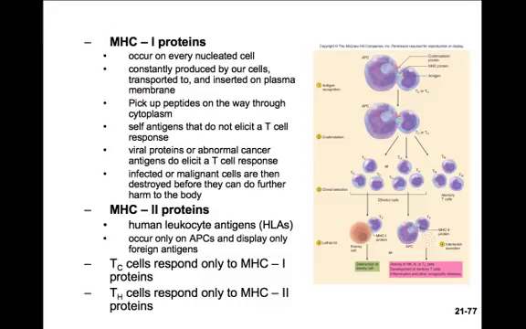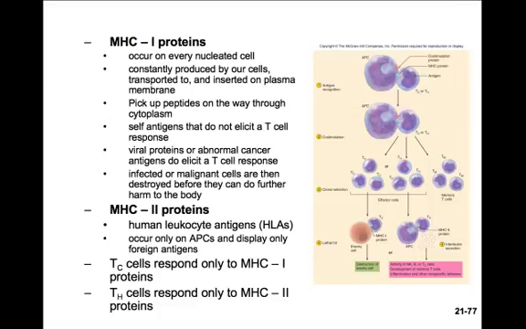As they move through the cytoplasm, they might pick up peptides and other either self or foreign particles. When the self antigens are presented, they don't elicit any sort of T cell response because those T cells recognize it as our own labels. However, if viral proteins are presented by the MHC proteins, or abnormal cancer antigens, then we do see a T cell response. In this sense, infected or malignant cells can be destroyed before they do any further harm to the body.